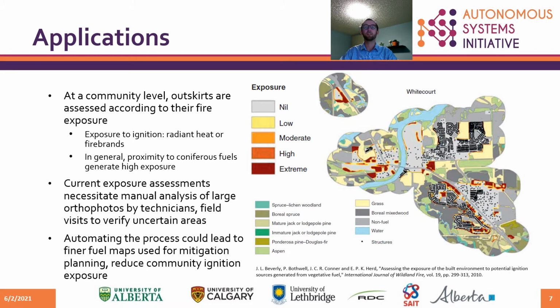This map shows a community assessment that was generated with a technician manually annotating aerial imagery and performing field visits to verify uncertain areas. Automating the process with the work shown today could lead to finer fuel maps that are more practical to generate, allowing for problem areas to be better targeted.